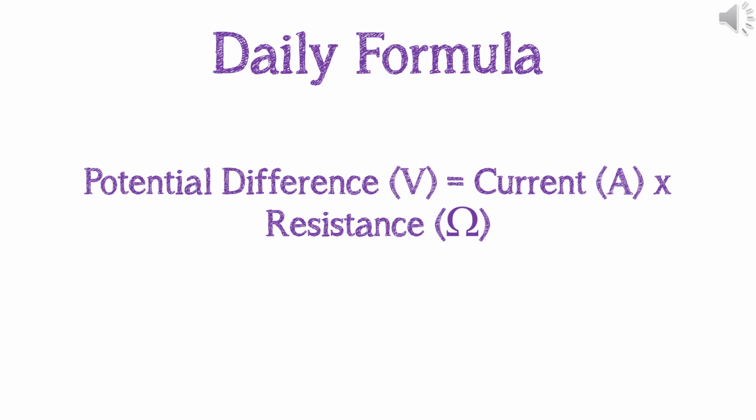First thing we need to do though is have a look at today's daily formula, which is the one for potential difference. So potential difference is measured in volts, and the way we work that out is the current in amps times the resistance measured in ohms.